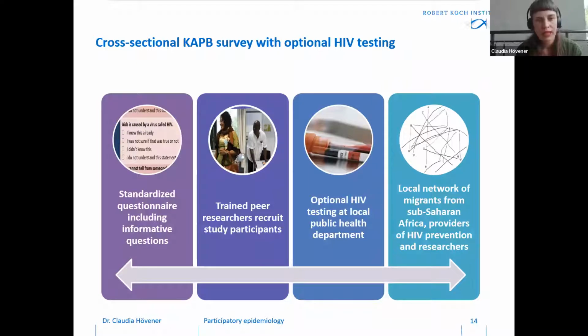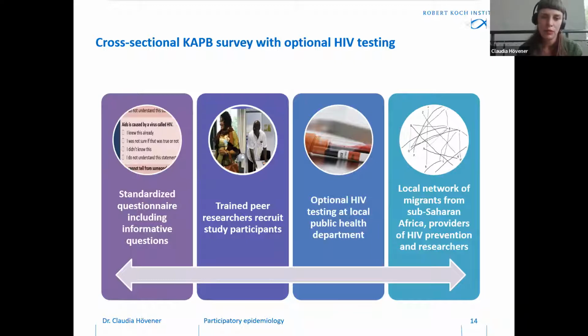So we conducted a KAP survey. KAP stands for Knowledge, Attitudes, Practice, Behavior, with optional HIV testing. And here we used a standardized questionnaire, including informative questions. And what I mean with informative questions is we posted a statement, for instance, AIDS is caused by a virus called HIV, and then people could say, I knew this already, I was not sure if that was true or not, or I didn't know this, or I do not understand this statement.